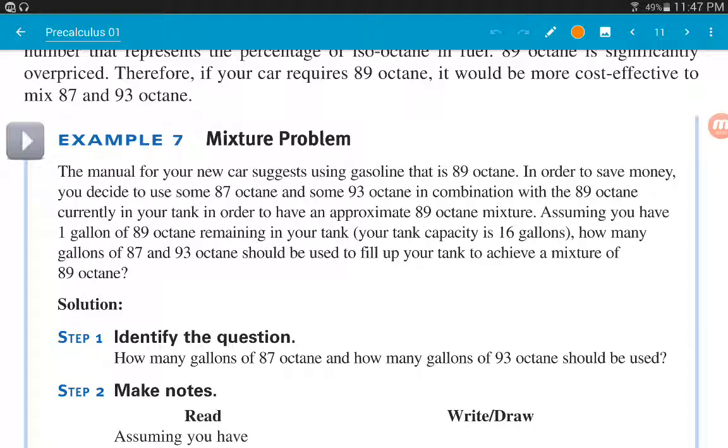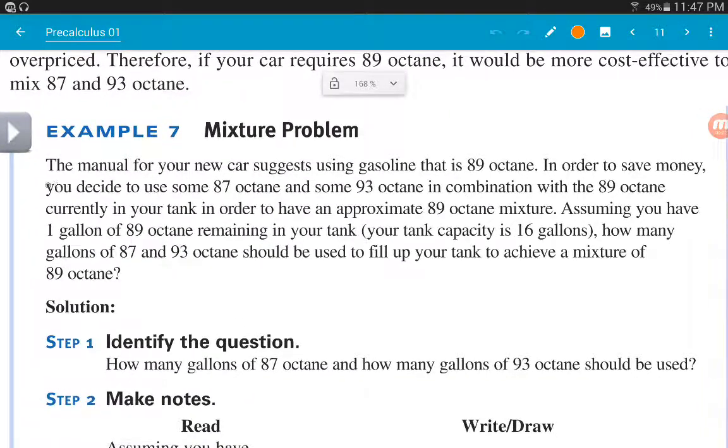Hey, so in order to help you with your homework, I've decided to make a video explaining one of the mixture problems, which is example 7 on page 11 of your first packet. Now, I'm going to read the question and then I'm just going to take my notes over to a fresh sheet of paper. The question says, the manual for your new car suggests using gasoline that is 89 octane.